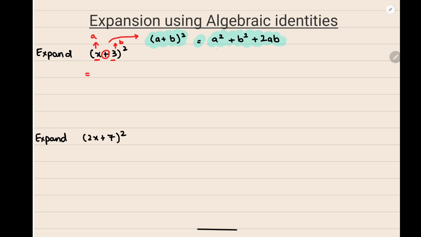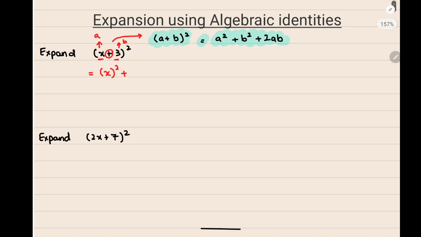Now, what am I going to write? I'm going to write the right side of the identity, which is a squared. My a is x in this case, so I will write x squared plus b squared, which is 3 squared, plus 2, where a is x and b is 3. Now, this would be x squared plus 9 plus 6x. I need to follow the sequence. It should be x squared plus 6x plus 9, because this would be my answer.